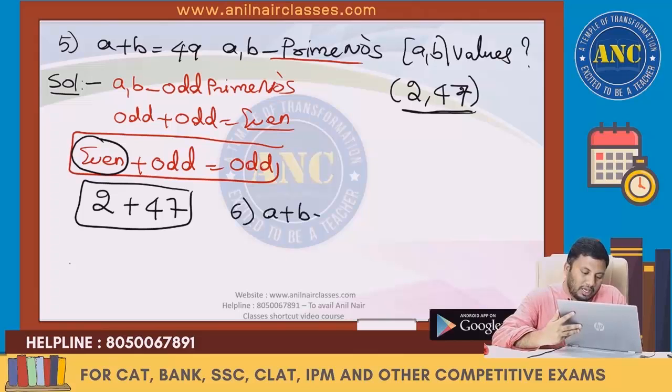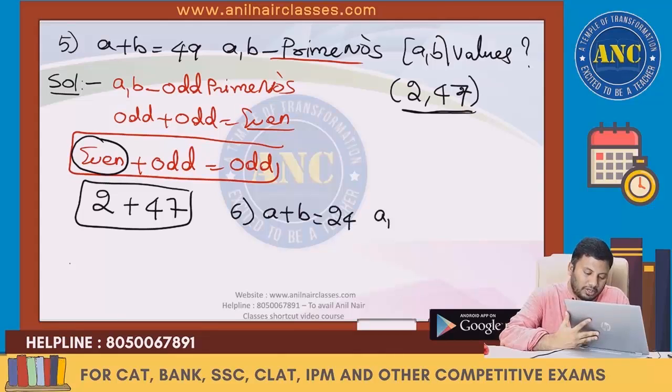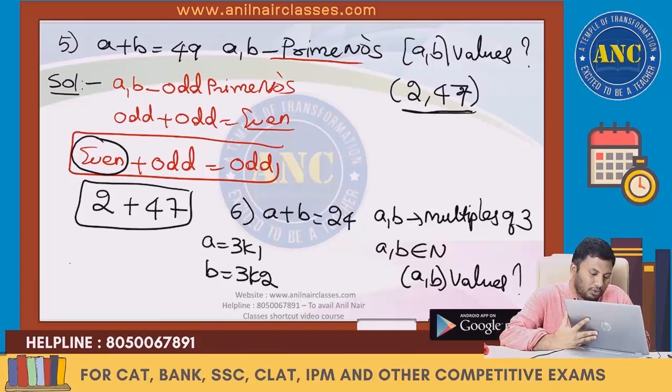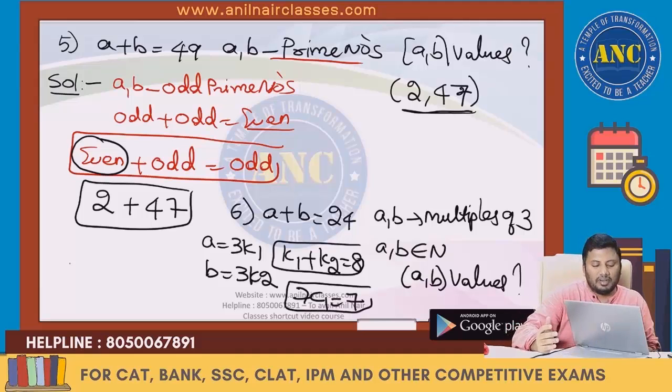Sixth question. A plus B equivalent to 24. A and B are multiples of 3, and A and B are natural numbers. How many values will A, B take? A and B are multiples of 3, so A is 3k1, B is 3k2. This will become k1 plus k2 is 8. If it is 8, the answer will be 7C1, which is 7.